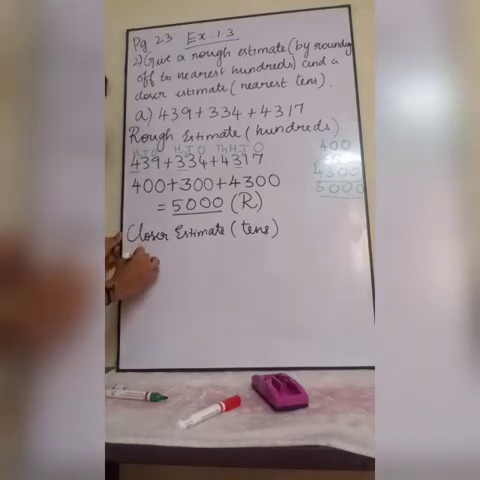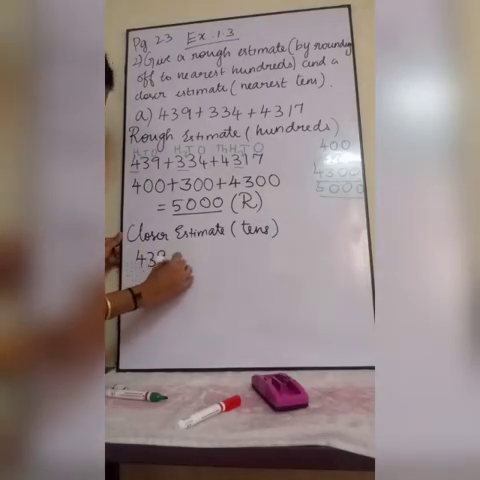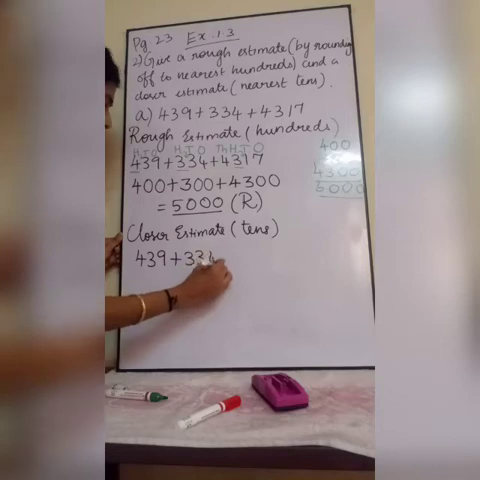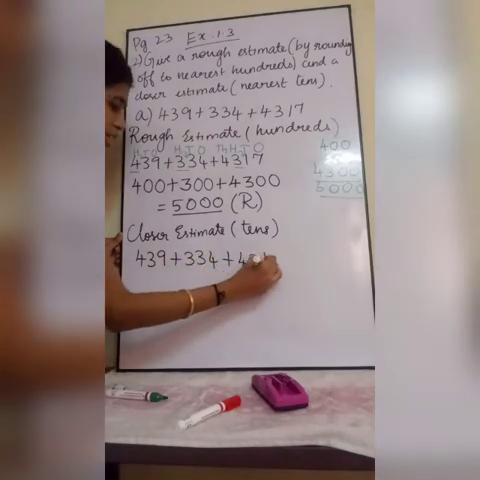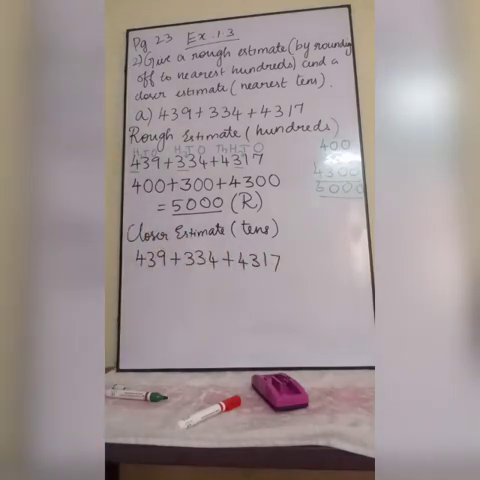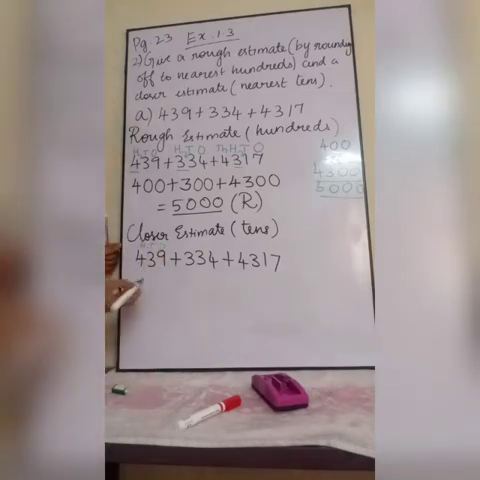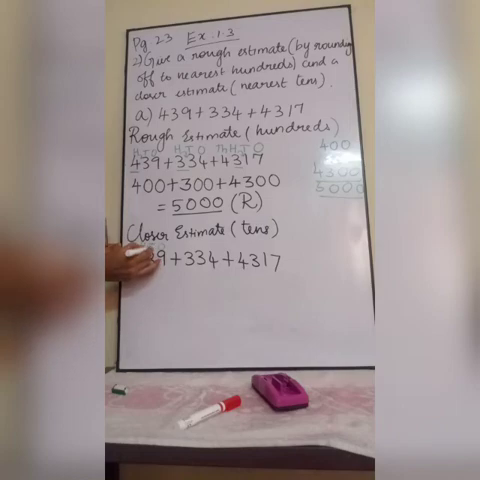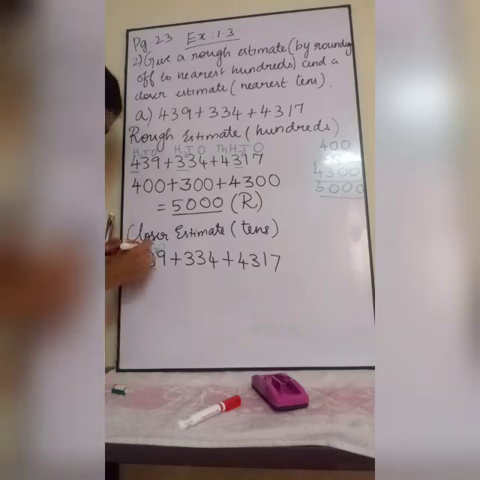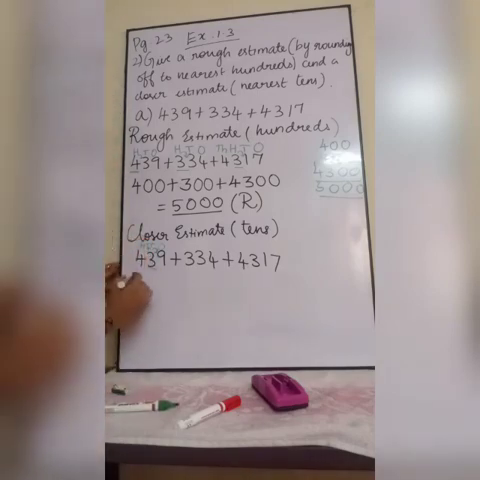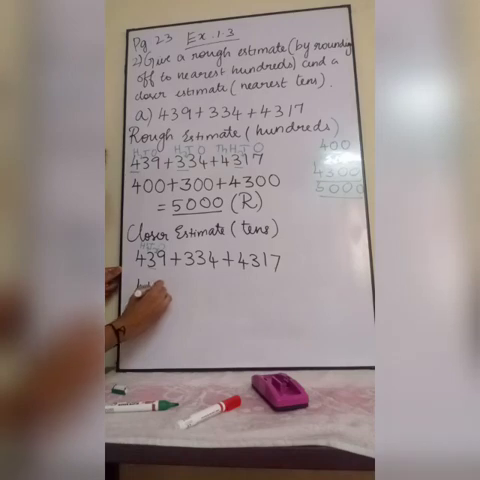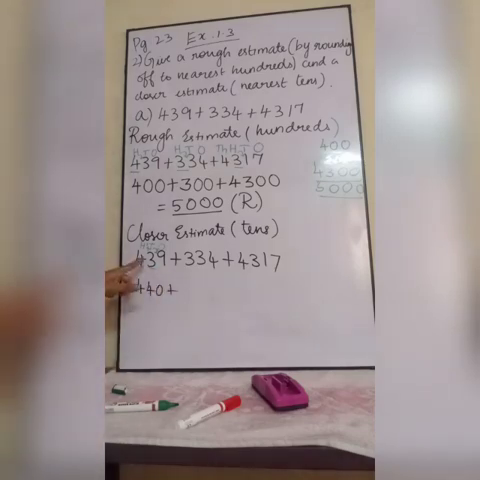So I am going to write these numbers: 439 plus 334 plus 4317. I am going to round them off now. Listen. Ones, tens, hundreds. Which place are you going to round off? The tens place. Where will you check? You will check the ones place. The ones place is 9, so you will add 1 to this 3. What will you get? 440. Is it correct? 3 plus 1 is 4, so 0 here.